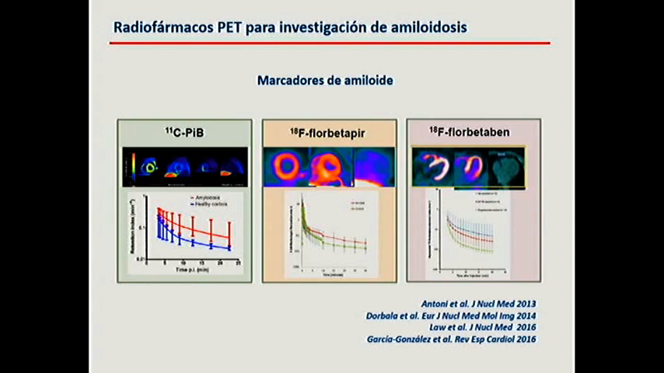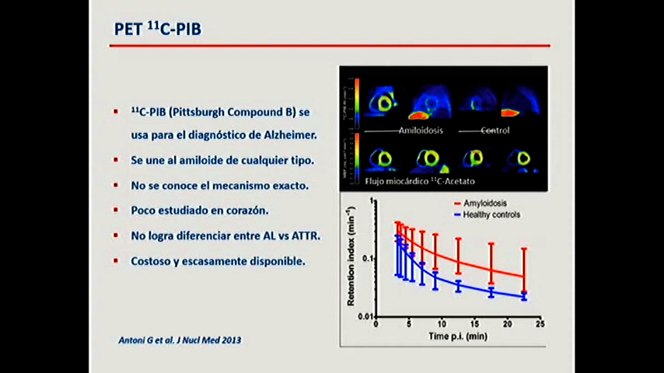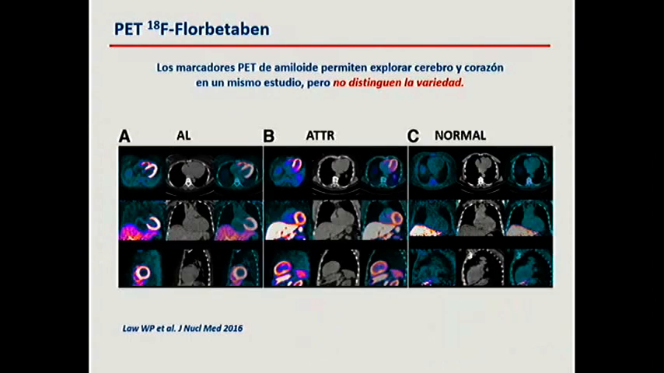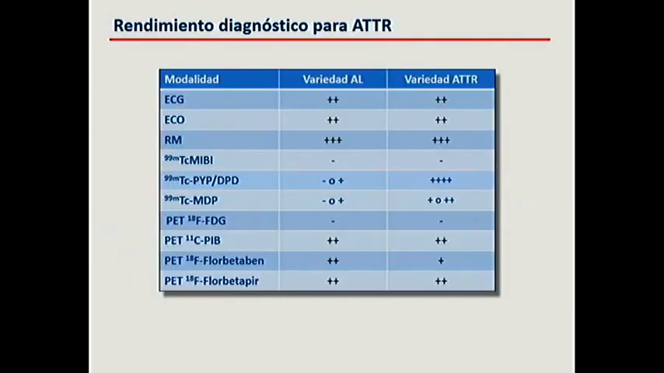Finally, PET radiopharmaceuticals: carbon 11, florbetapir, with fluoride 18. All of these are markers, but they don't enable us to distinguish the type of amyloid. We're going to progress here pretty quickly. See that in this case, in TTR and light chains, there is a similar uptake. There is no distinction, so it has prognostic connotations as well as therapeutic ones.